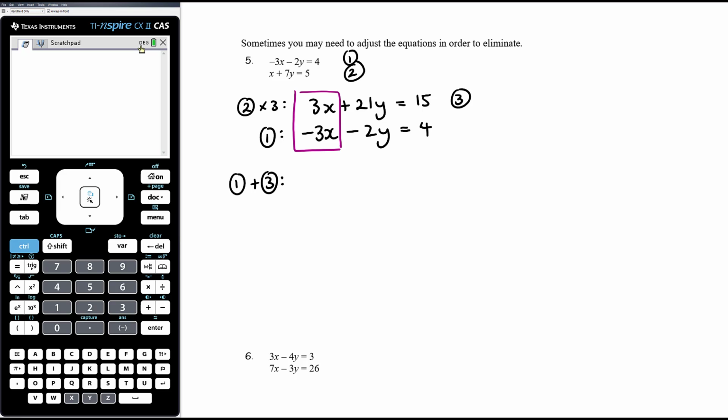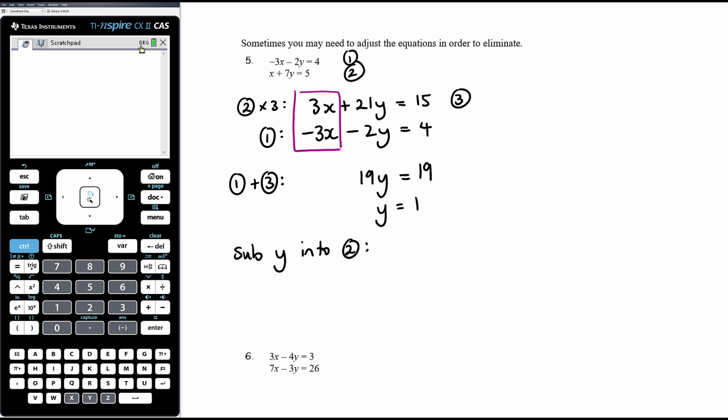21y plus negative 2y is 21y take away 2y, so that is 19y. And on the right-hand side we're adding 15 plus 4, which is 19. So again, a very simple equation comes out of the elimination process. Dividing both sides by 19 gives y equals 1. Then once we've got y, we go back into one of our original equations to find x. I'm going to go back into the second equation. It's a nicer equation. I'm going to sub y into equation 2.